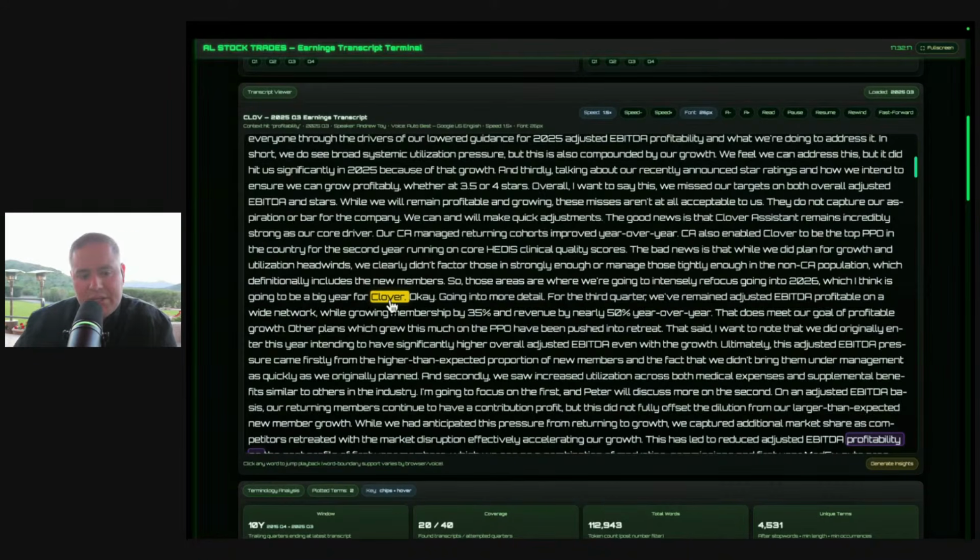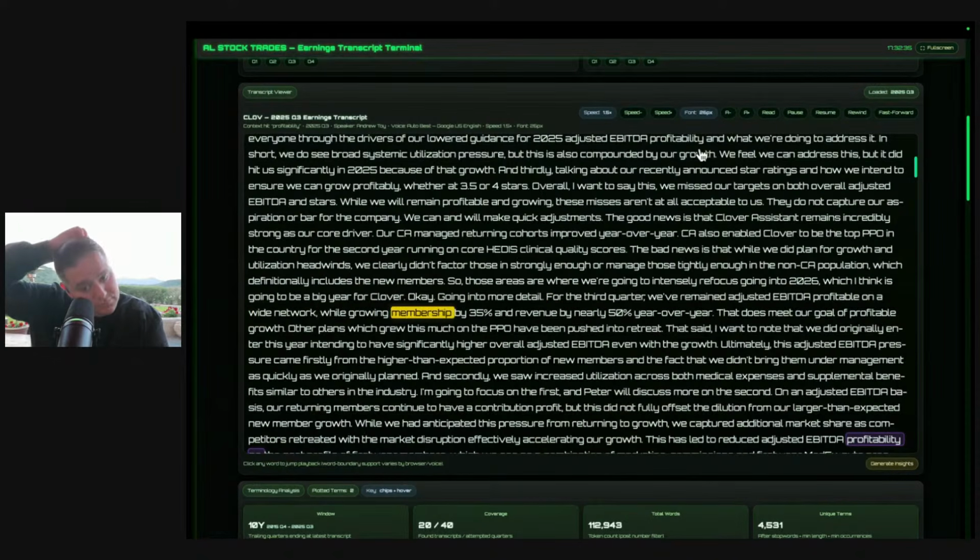But let's go ahead and continue on here. He believes it's going to be a big year for Clover. Okay, going into more detail. For the third quarter, we've remained adjusted EBITDA profitable on a wide network, while growing membership by 35% and revenue by nearly 50% year-over-year. That does meet our goal of profitable growth.